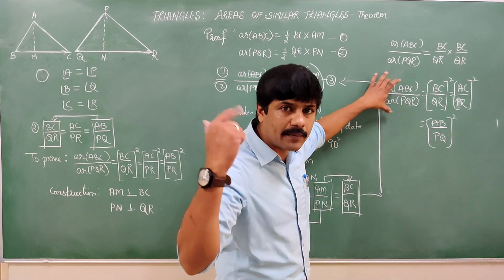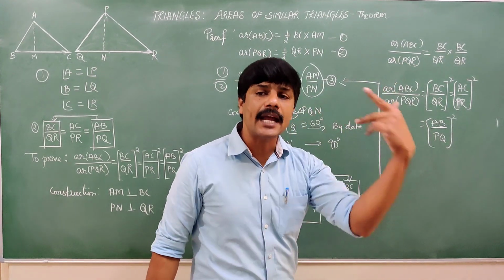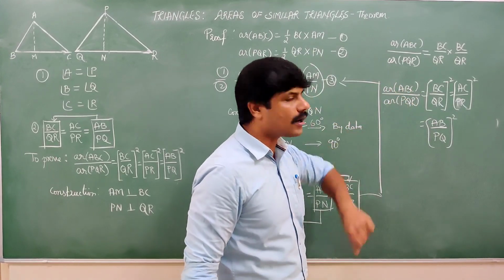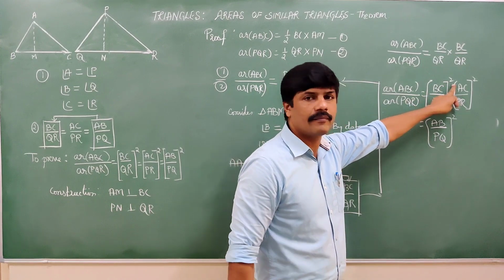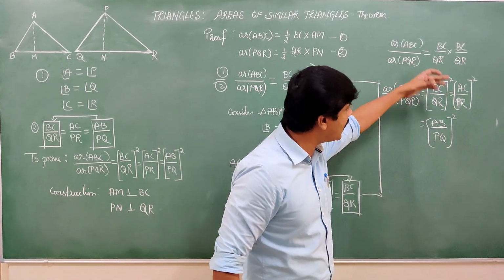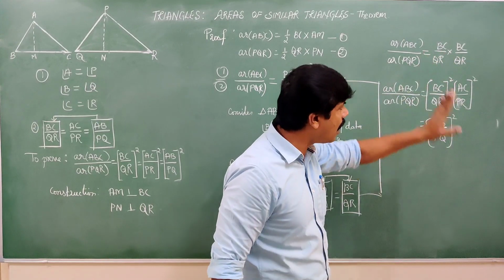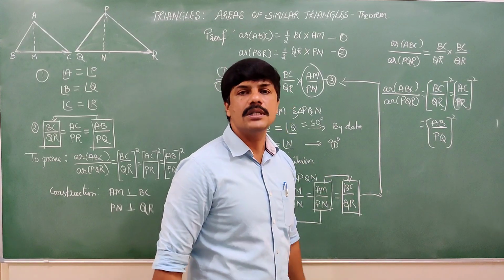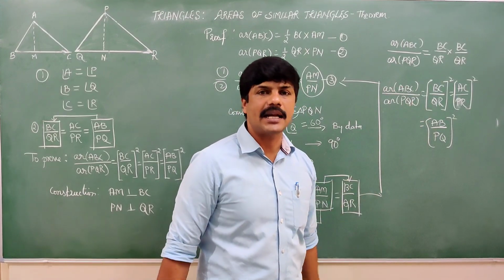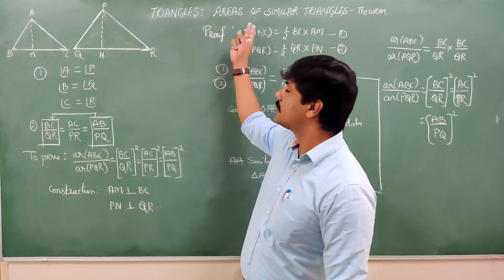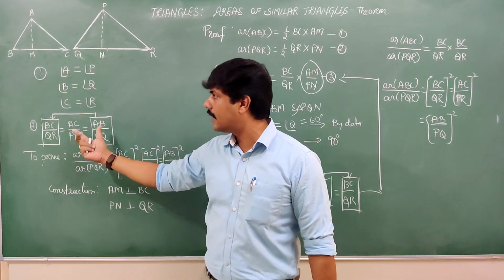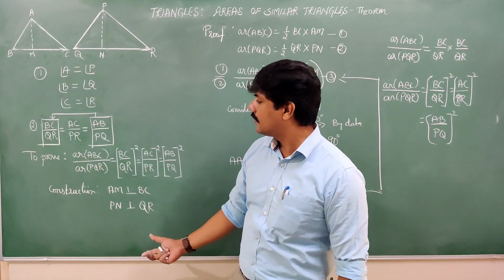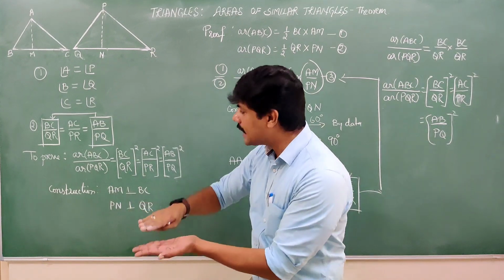How? See the statement properly. The ratio of areas of two similar triangles, area of ABC by area of PQR, is equal to the square of the ratio of corresponding sides: BC by QR whole square, or AC by PR whole square, or AB by PQ whole square. Understood, children? So easily we derived. For two similar triangles, you take the conditions: corresponding angles are equal, corresponding sides are in the same ratio. Then you write the statement in mathematical form.